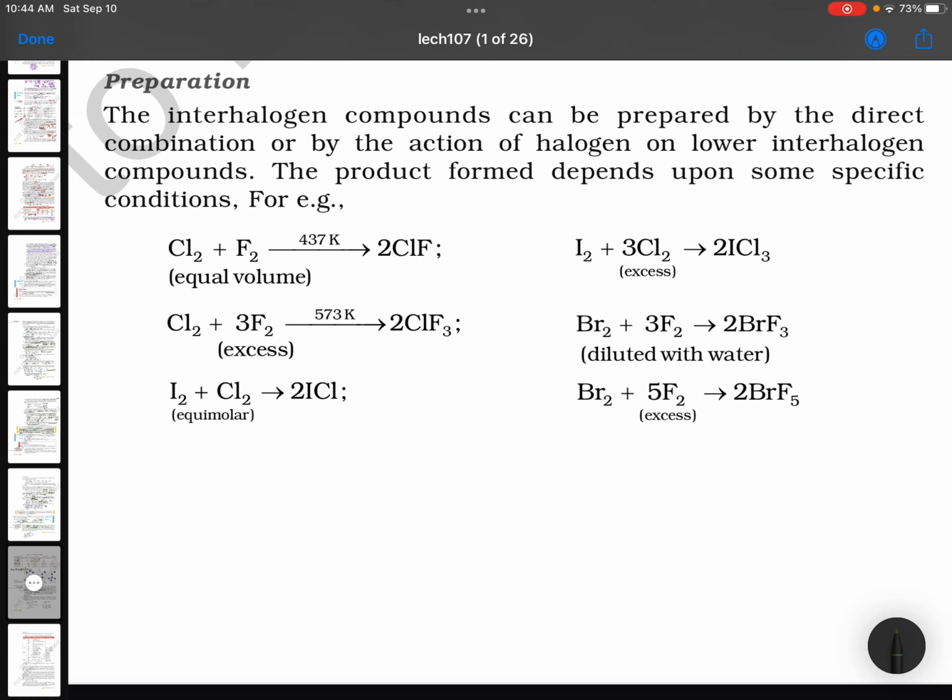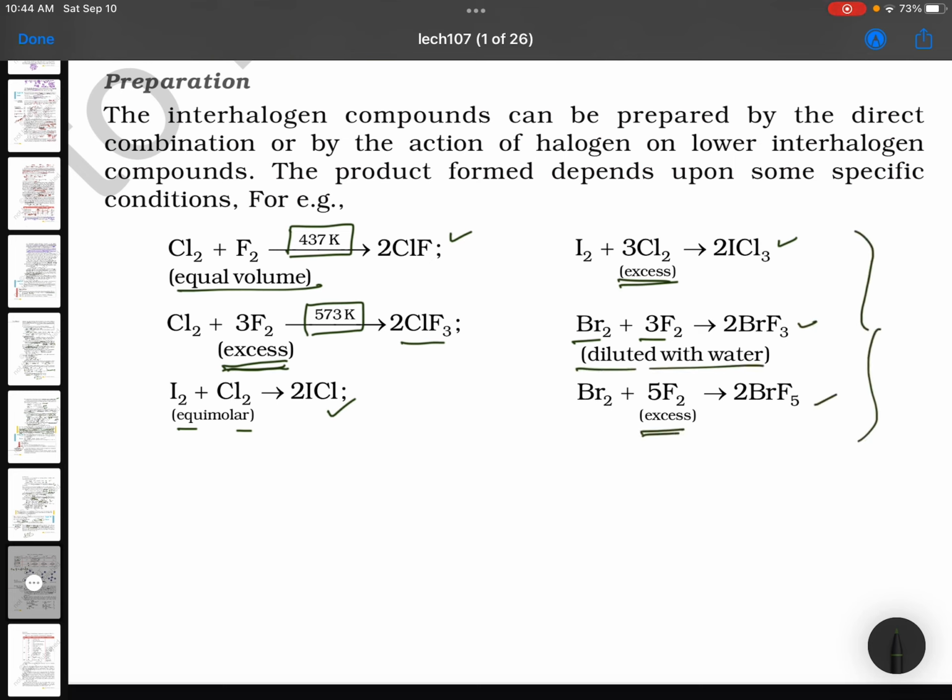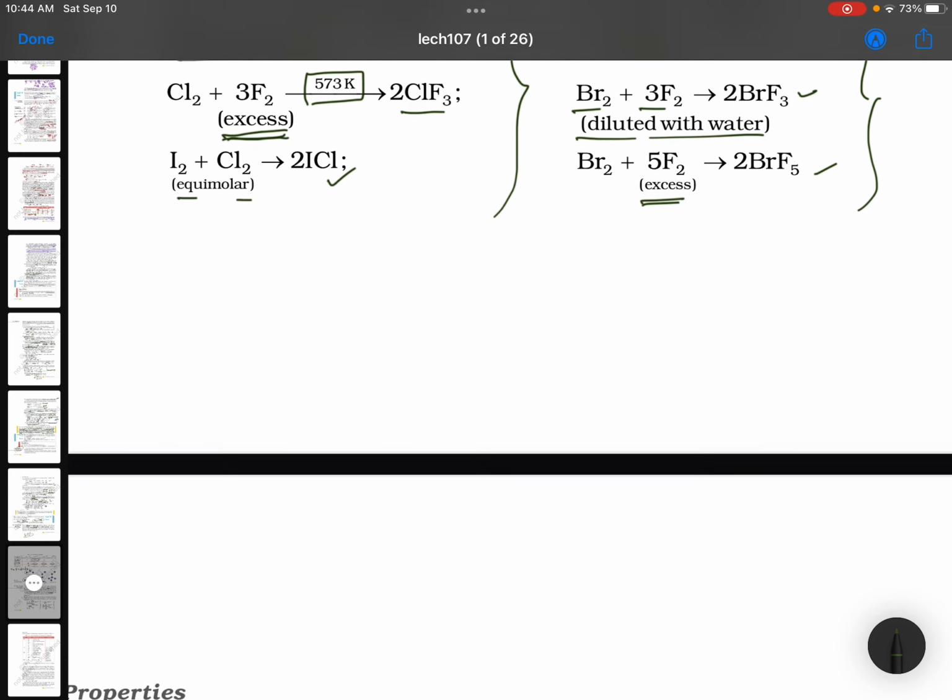You can expect these. Cl2 plus F2 at 437 Kelvin gives ClF. If you are using excess, ClF3, at a temperature slightly more. Here equal volumes, here excess. Then I2 plus Cl2 gives ICl, equal volumes, equimolar. If chlorine is in excess, ICl3. Br2 plus 3F2 gives BrF3, diluted with water, or if you are using excess, BrF5. Directly, you need to remember this because there is no logic here.